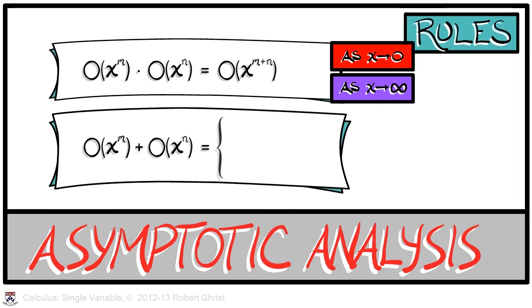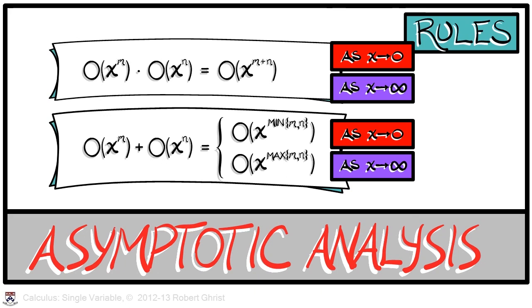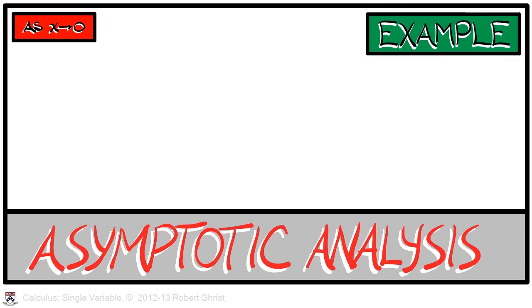On the other hand, if you add two functions together, something that has x to the m growth and something that has x to the n growth, then there's a difference. As x goes to 0, your resulting function is in big O of x to the minimum of m and n. As x goes to infinity, you're looking at big O of x to the maximum of m and n. Let's look at this in the context of an example. As x goes to 0, consider e to the x over 1 minus x.